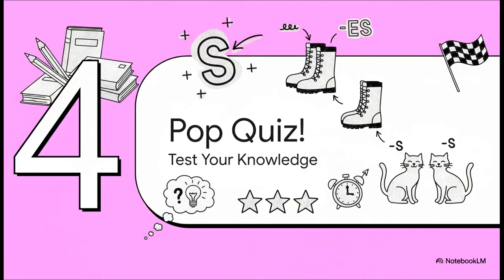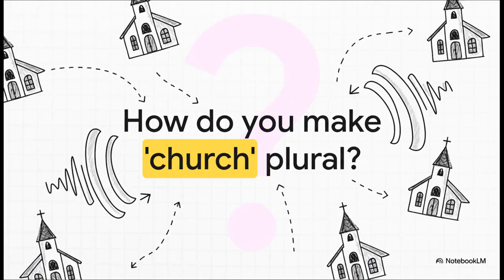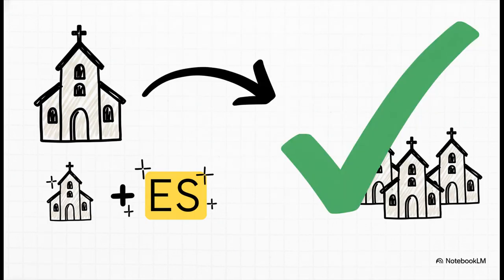Okay, so you've seen the three heavy hitters for regular plurals. Let's do a quick pop quiz just to make sure it's all sticking. You ready? First up, church. What's the last sound you hear in that word? Think about that hissing roll. You got it. It's churches. That ch at the end is one of those hissing sounds, so it gets the ES.